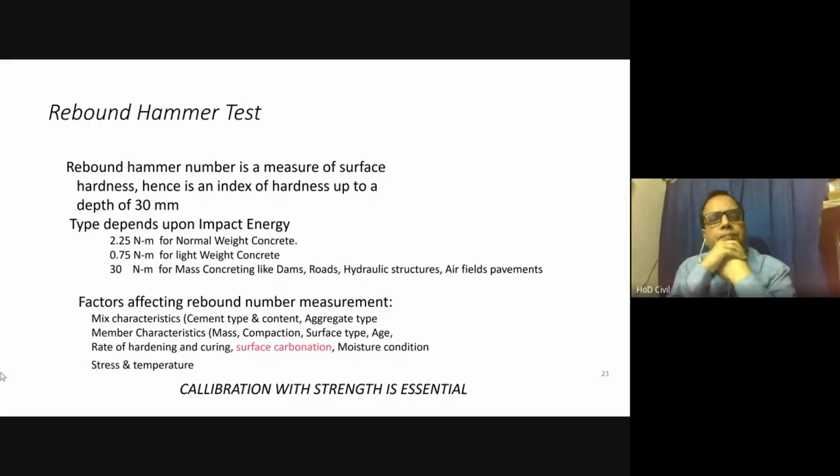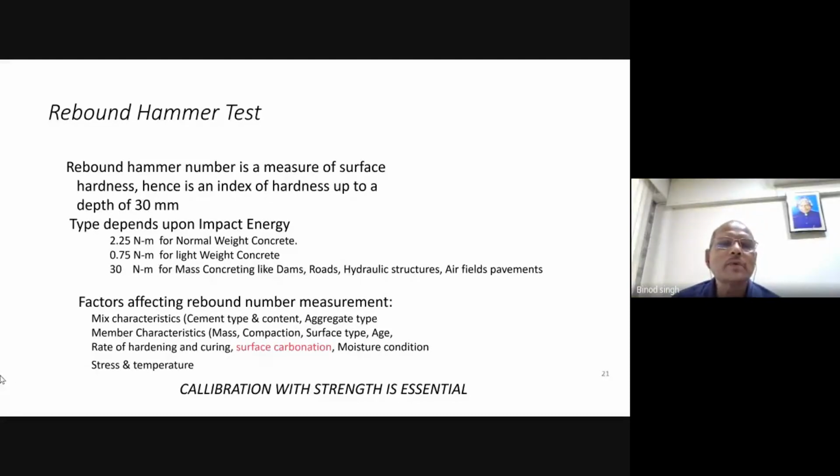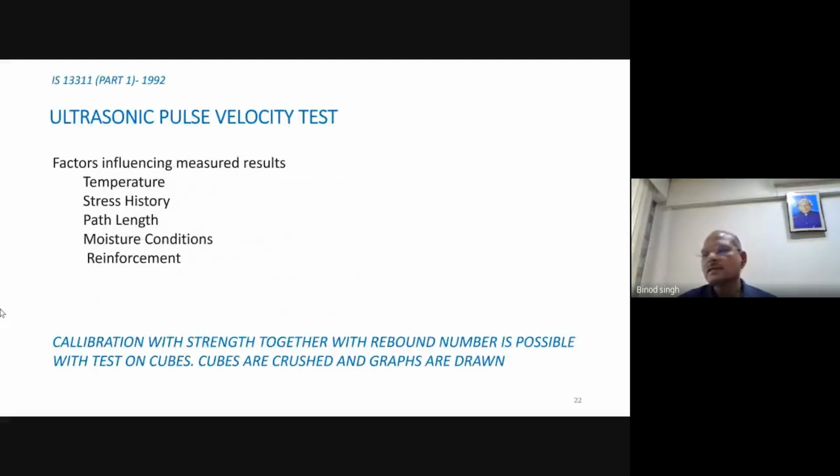Okay. So like that, surface carbonation is important. So this is not going to give you the correct result. Similarly, we have the ultrasonic pulse velocity test. Factors influencing the measured results are temperature, stress history, path length, moisture condition, and reinforcement. Even so, you can do the ultrasonic pulse velocity test and make a graph between the rebound hammer number, cube results, and ultrasonic pulse velocity value.